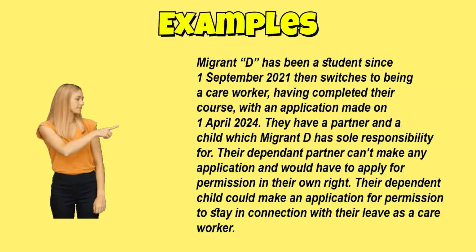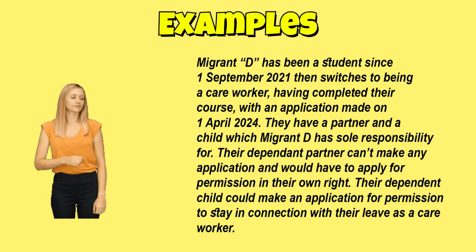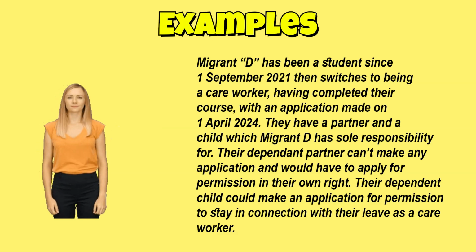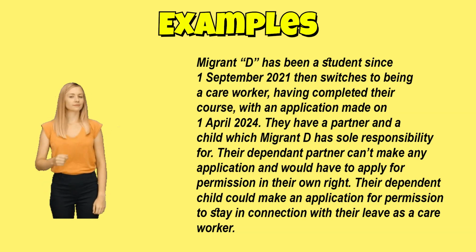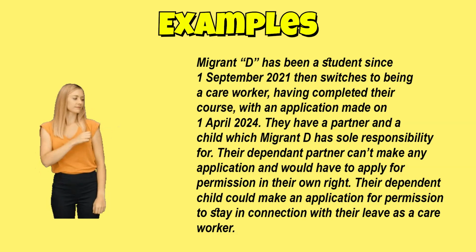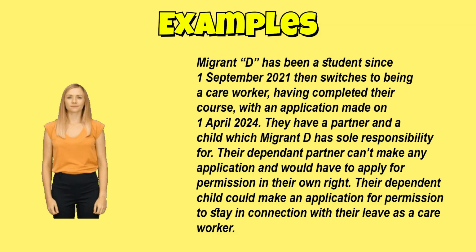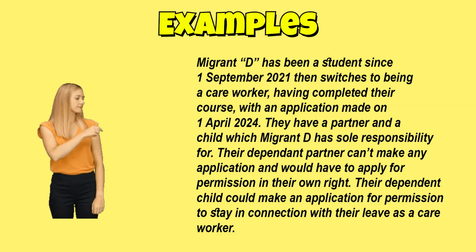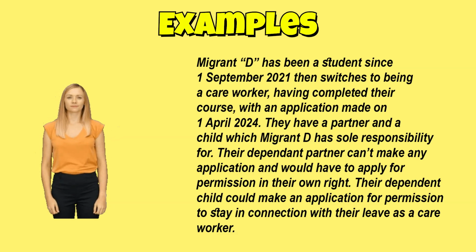Migrant D has been a student since the 1st of September 2021, then switches to being a care worker, having completed their course, with an application made on the 1st of April 2024. They have a partner and a child which Migrant D has sole responsibility for. Their dependent partner cannot make any application, and would have to apply for permission in their own right. Their dependent child could make an application for permission to stay in connection with their leave as a care worker.